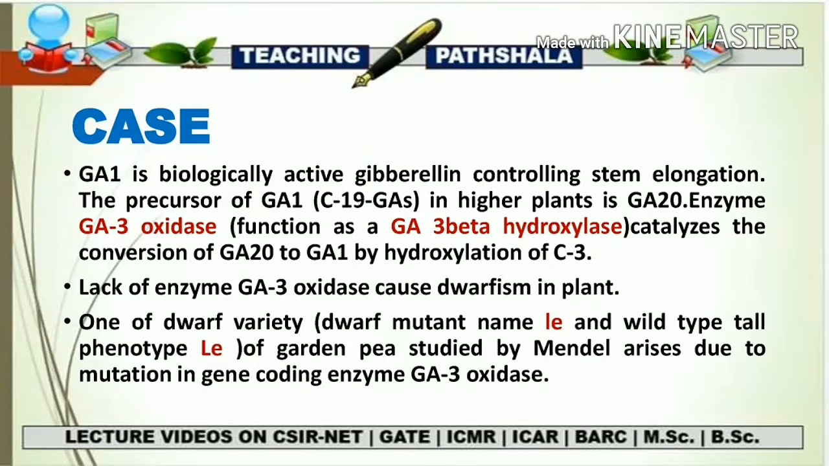Gibberellin plays a very important role in the stem elongation of a plant, and this overall process is successful if there is biologically active gibberellin, known as GA1. The factor behind the activeness of GA1 is the conversion of GA20 to GA1 with the help of an enzyme known as the GA3 oxidase or the GA3 beta hydroxylase. So in any condition, if there is a mutation in this enzyme, the plant will suffer and show dwarfism in overall height.